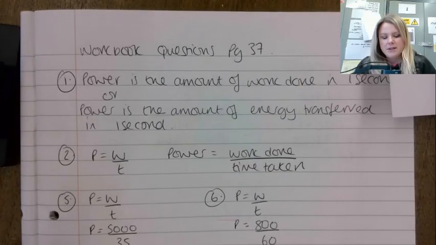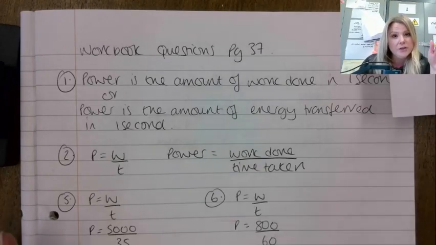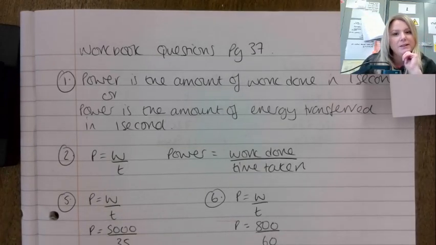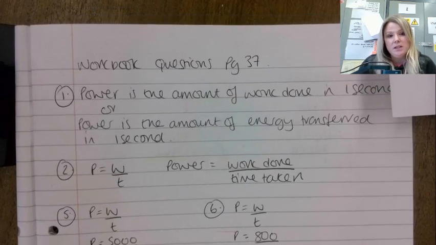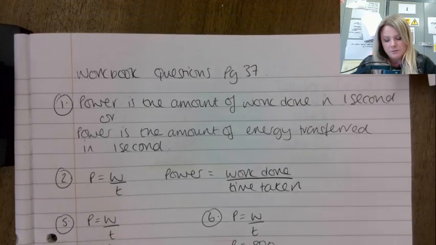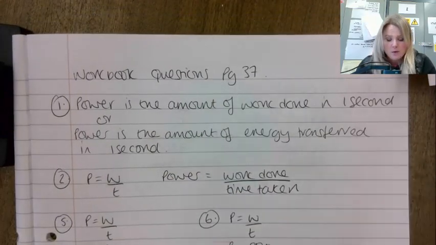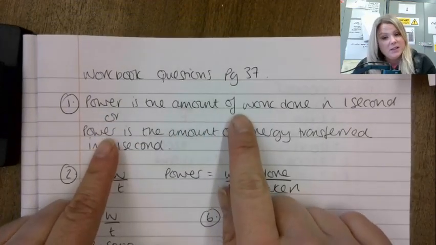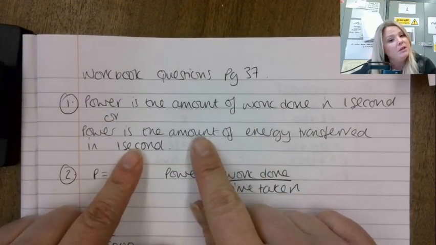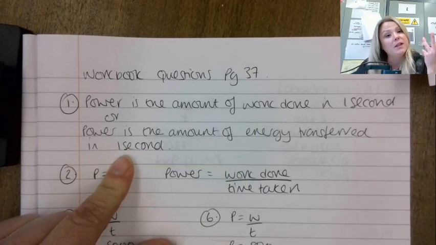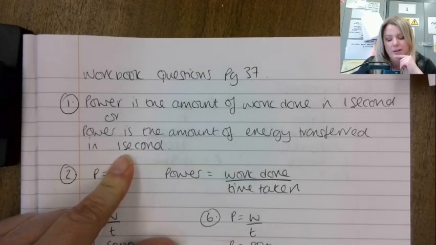So let's go over these answers. Hopefully you have answered 1 to 13, but leaving out 3 and 4. So for question 1, the definition of power. I've written out both. You don't have to have written out both. One will do. So power is the amount of work done in 1 second, or power is the amount of energy transferred in 1 second. Or if you've done the rate of ones, perfectly fine.